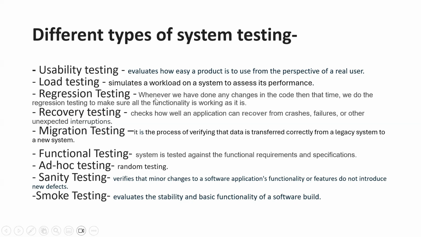Regression testing means whenever any new component or anything is newly added in your application, or anything is changed in the code, at that time we do regression testing so that we can verify that everything is working as it was working earlier. That is called regression testing. I have written here: whenever we have done any changes in the code, at that time we do regression testing to make sure all the functionality is working as it is, right?